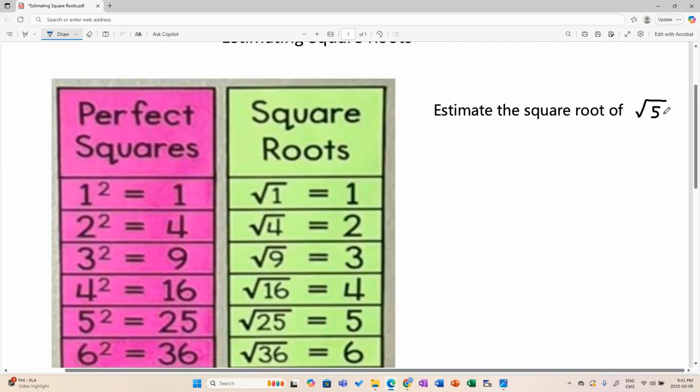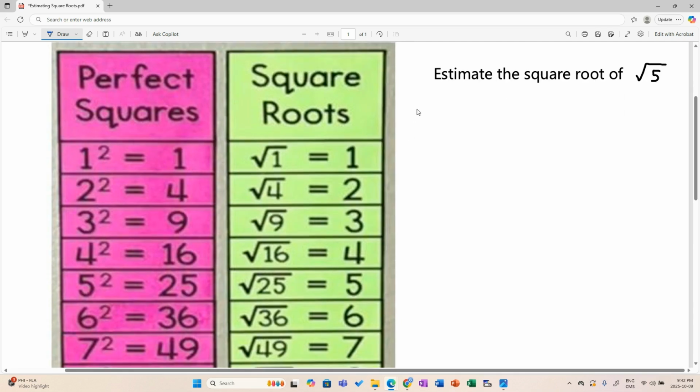Now, for something like 5, think about this. Two numbers that can multiply by itself to get 5. As you keep thinking, you realize those two numbers are not going to be very nice numbers. Now we're going to learn how to estimate that without using a calculator. By the end of this video, we should be able to give a nice estimate of what the square root of 5 should be without a calculator.